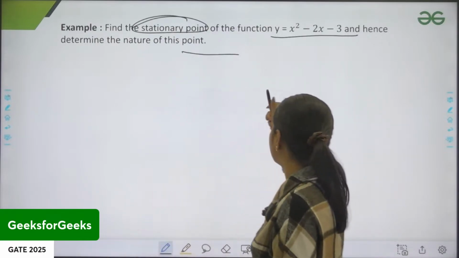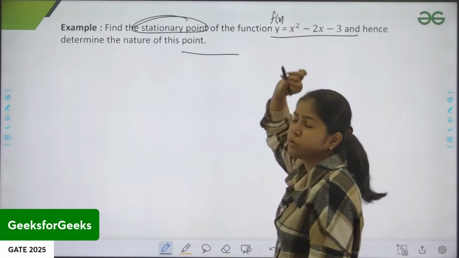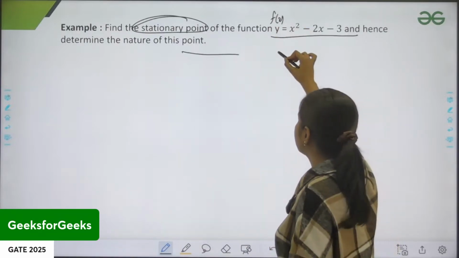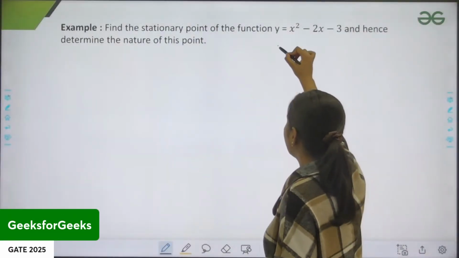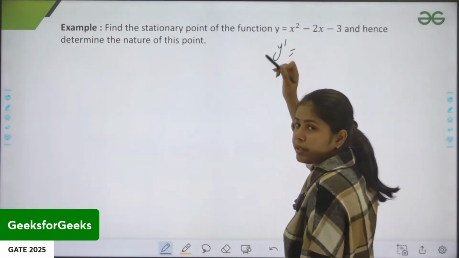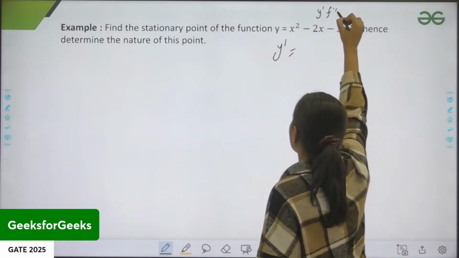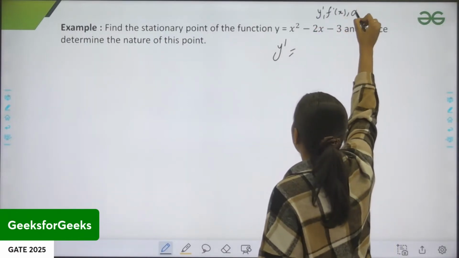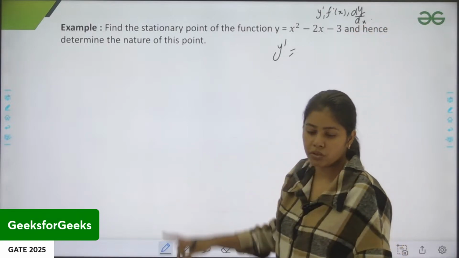Till now, tell me, what would I do? I'll find out f(x). Let's take it as f(x), or you can write y dash as well. This is also a derivative. So there are too many notations: y dash, f dash x, or dy by dx. These are all differentiation notations.